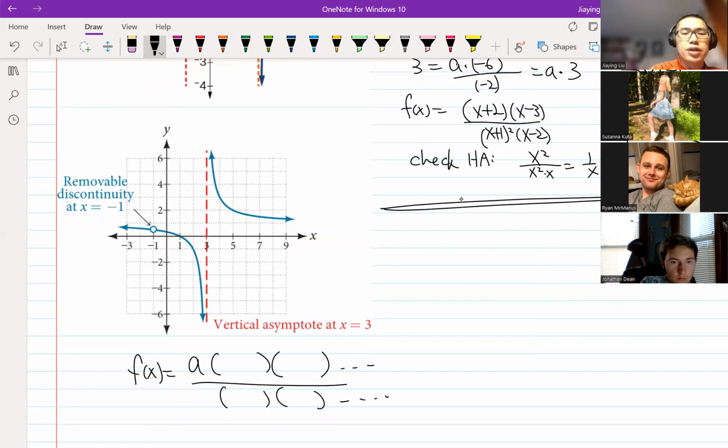So what do we have? We're going to look for x-intercepts. Looks like we only have one x-intercept at 1. So that's also a straight cross. So that's going to be x minus 1 to the power of 1.